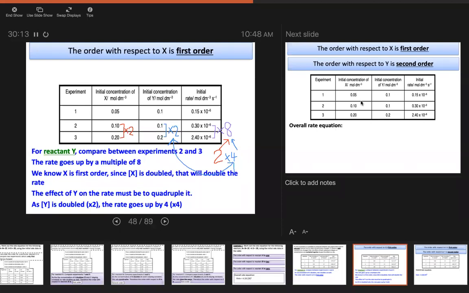I hope you know how to find the factor. You just have to divide the big number by the small number. Okay, if you're wondering how I got 16, you take 2.4 times 10 to the power of minus 6 divided by 0.15 times 10 to the power of minus 6. So you just divide the bigger number by the smaller one.